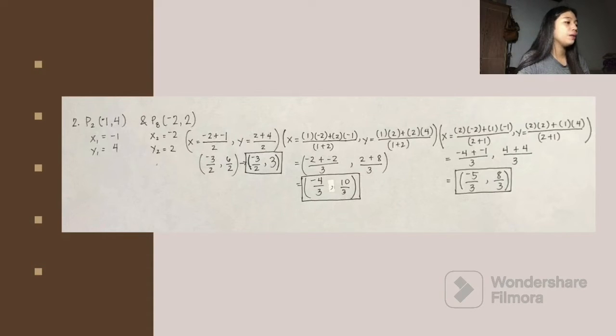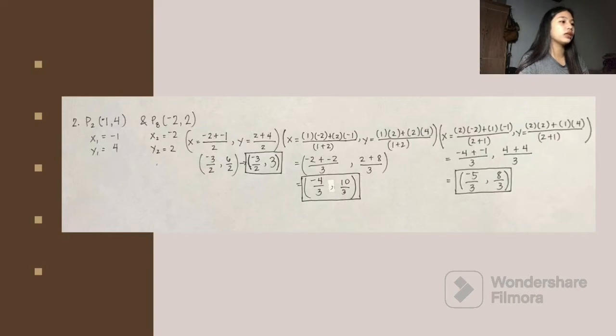Then let's plug in the given to the trisection point nearest to the first point. X is equal to 1 times negative 2 plus 2 times negative 1 over 1 plus 2. It is equal to negative 4 over 3. For y equals 1 times 2 plus 2 times 4 over 1 plus 2. So it is equal to 10 over 3. So the ordered pair for the trisection point nearest to the first point is negative 4 over 3, 10 over 3.